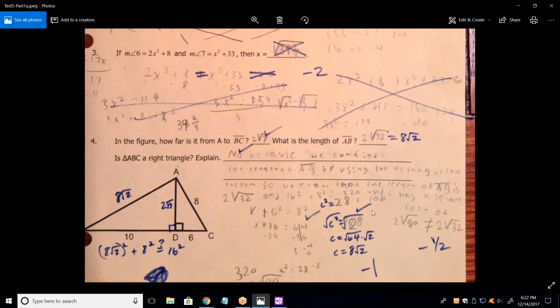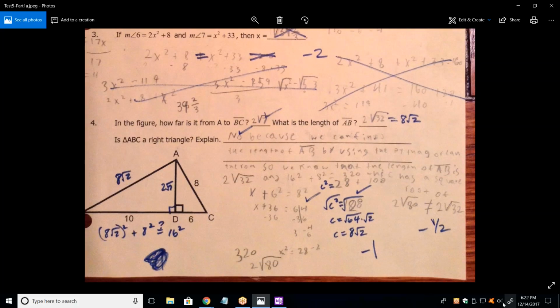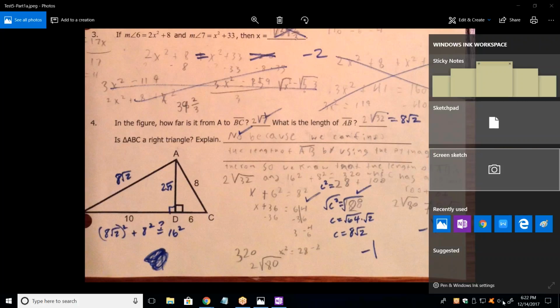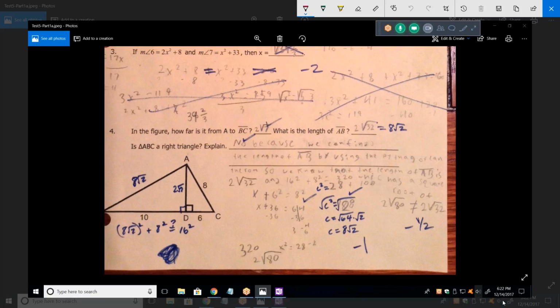Simplify this. Hold on. Let me give you a different one. See if you know how to simplify. Simplify that. Let's see.